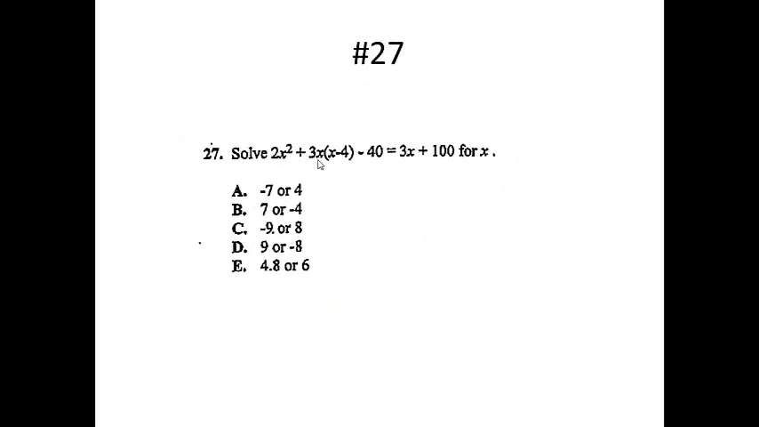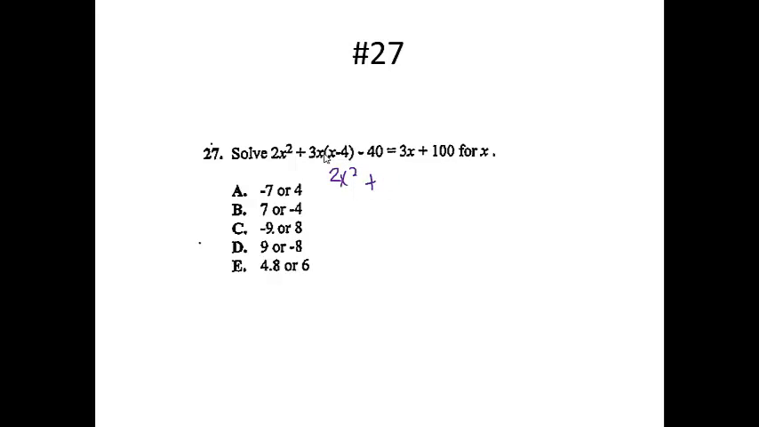27, solve 2x squared plus 3x times x minus 4 minus 40 equals 3x plus 100 for x. All right, if you are totally lost on this problem, especially since you have your calculator, you could type -7 in and 4 in and see if those are both answers. So you could actually just go through the choices and see which works. I'm going to actually work it algebraically because that's just kind of how I roll.